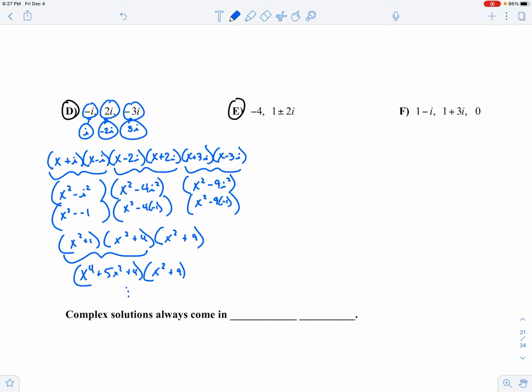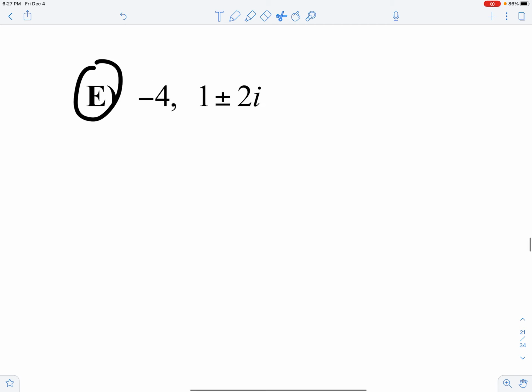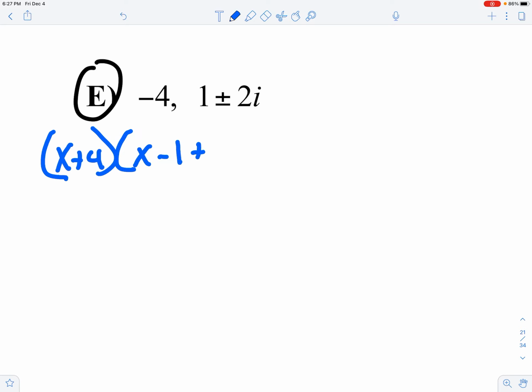That's the concept. If I have something a little bit more interesting over here off to the side as our last example, I'm choosing letter E at the bottom there. So I have 1, 1, and then 2, 3. I have 3 roots here. So here we go. x plus 4, x minus 1 plus 2i. So I do the positive version. Now I'm going to do the minus version. x minus 1 minus 2i. Right? That's how I do it anyway.